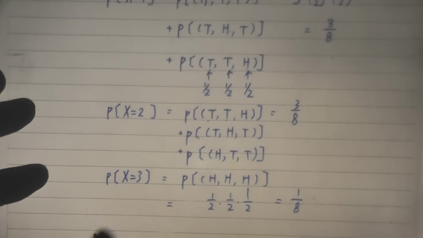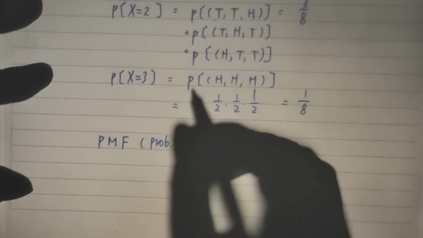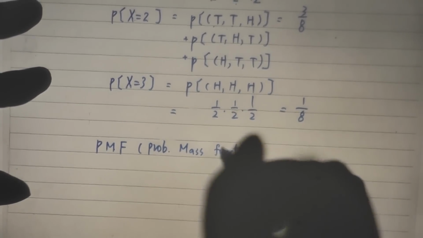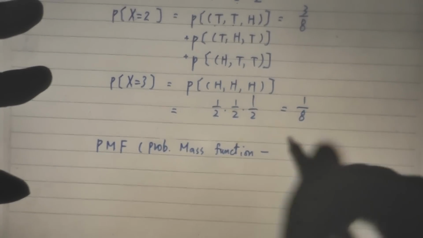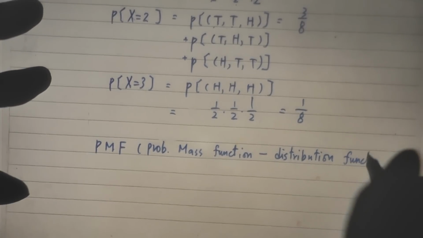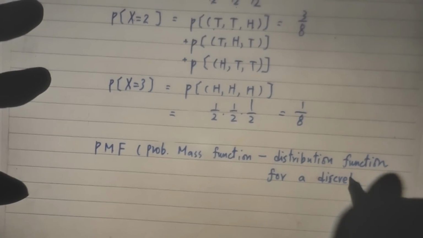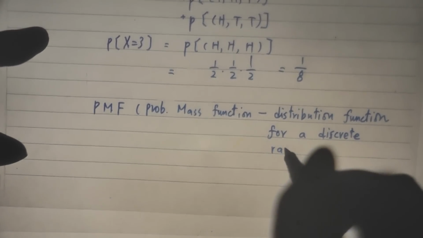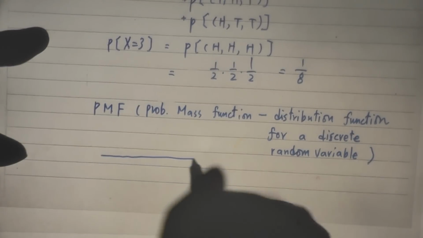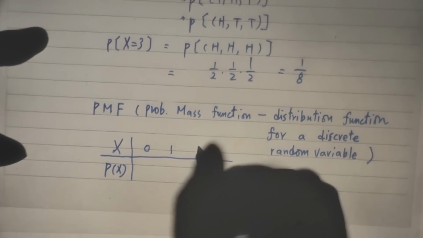So the PMF of X, the probability mass function, this is a distribution function for a discrete random variable. It can be written as x and p(x). X: 0, 1, 2, and 3.